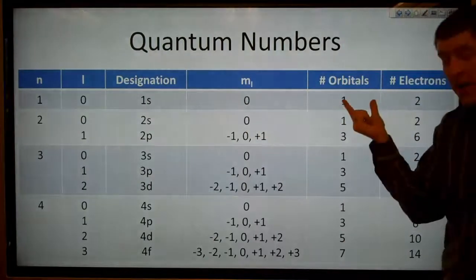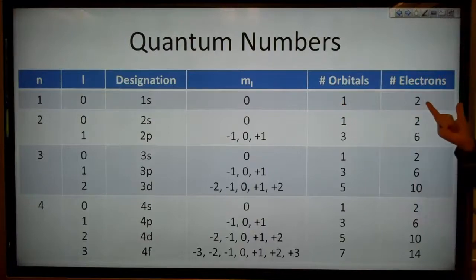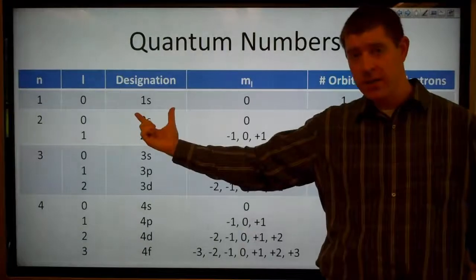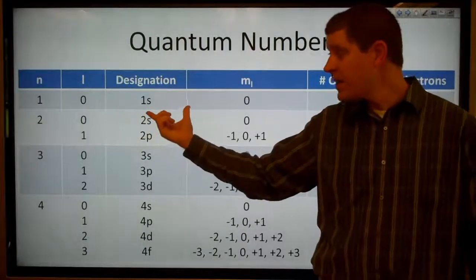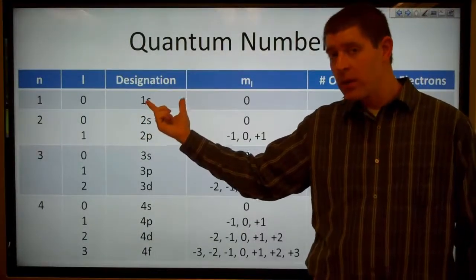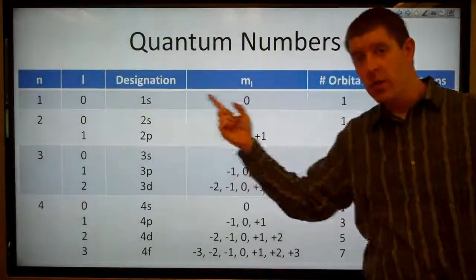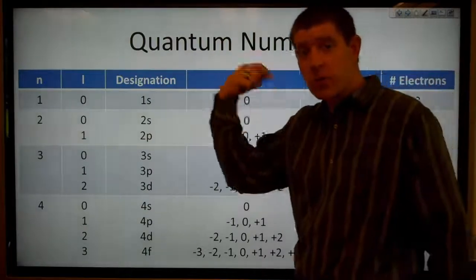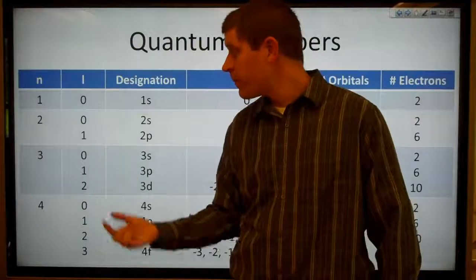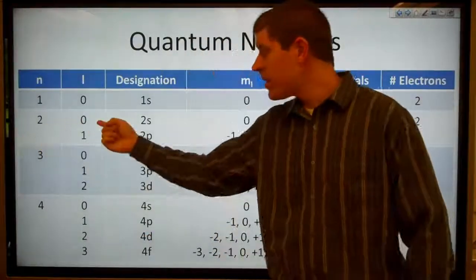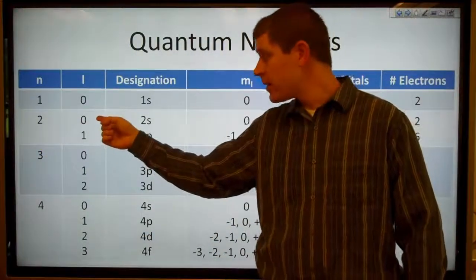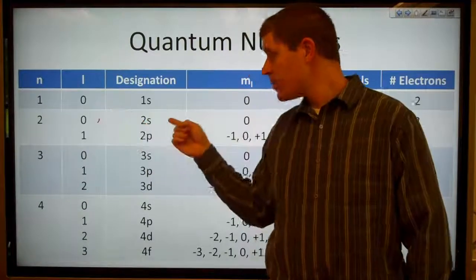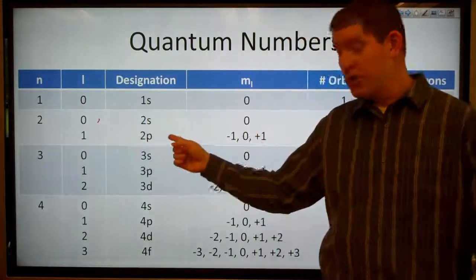That means that we only have one orbital, and each orbital can contain 2 electrons, so we can only get 2 electrons into the 1s orbital. Now, we don't have any other suborbitals in the first energy level, so the first energy level can only have one orbital, which means it can only have 2 electrons. If we want to put in more than 2 electrons, we have to go to the next energy level, n equals 2. Now, n equals 2 has 2 suborbitals to it. It's got the L equals 0, which is the 2s, and it's got the L equals 1, which is 2p.